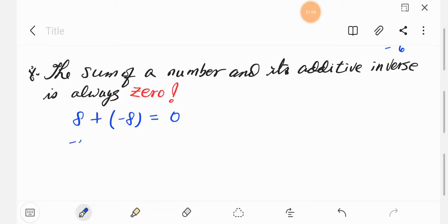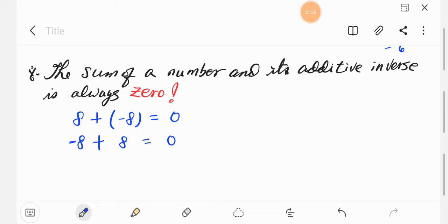You have a negative 8. Then what's the opposite of negative 8? Then that will be 8, right? So these two numbers: we are adding two numbers, one is 8 and the other one is its additive inverse, or the opposite of the number. Then this is always equal to 0. So you are adding two same numbers with different signs, then the result is 0.